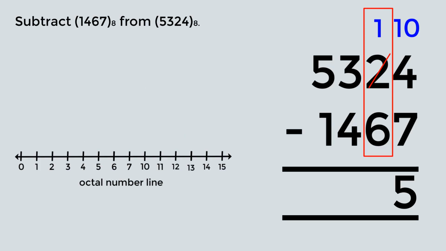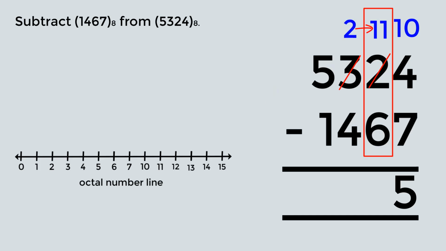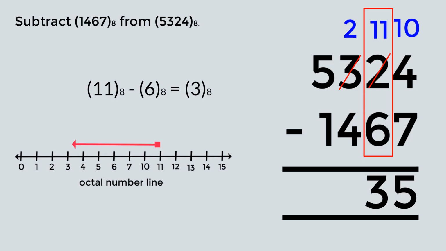The next column has been reduced because we borrowed from it. So the 2 becomes a 1. Now we need to calculate 1 minus 6. Again, we borrow from the column to the left. Borrowing 1 gives us 8 more units. So we have 1 plus 10, which is 11. Then 11 minus 6 is equal to 3. So the next digit is 3.